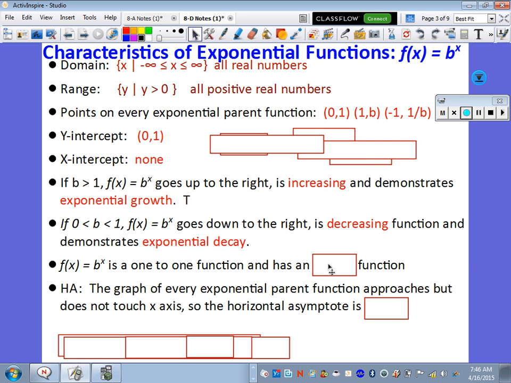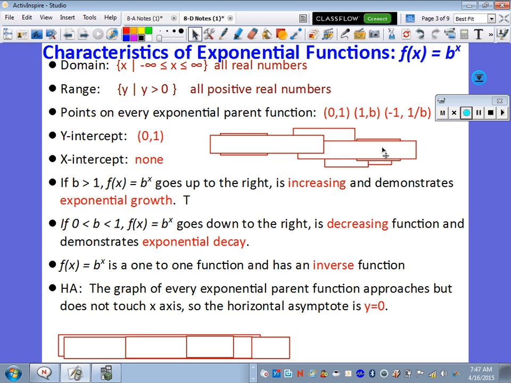Horizontal asymptote, that's what that stands for. The graph of every exponential parent function approaches but does not touch the x-axis, so the horizontal asymptote is y = 0. You can also say x-axis. I'm perfectly okay with that.